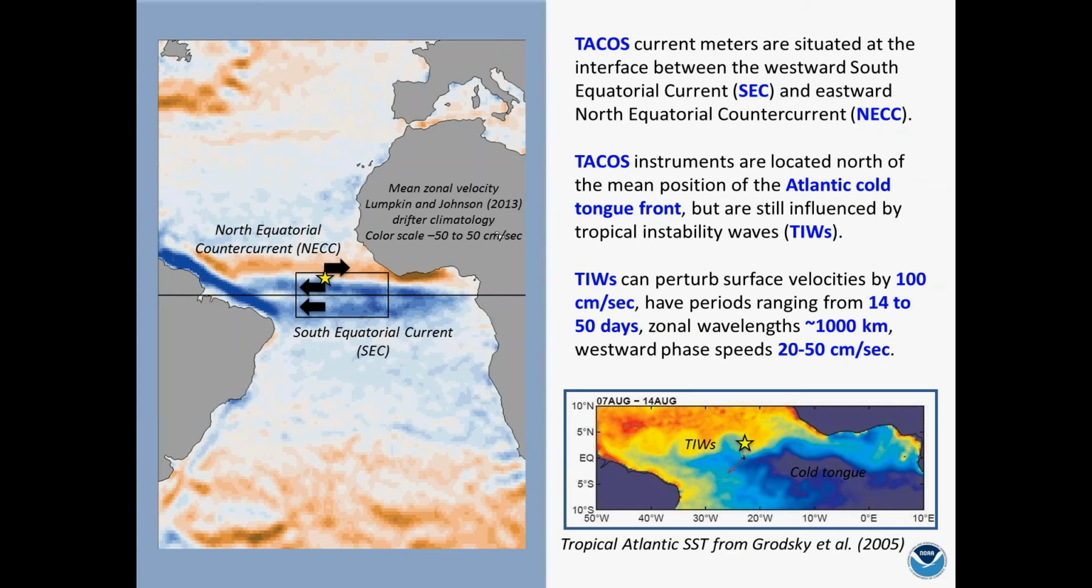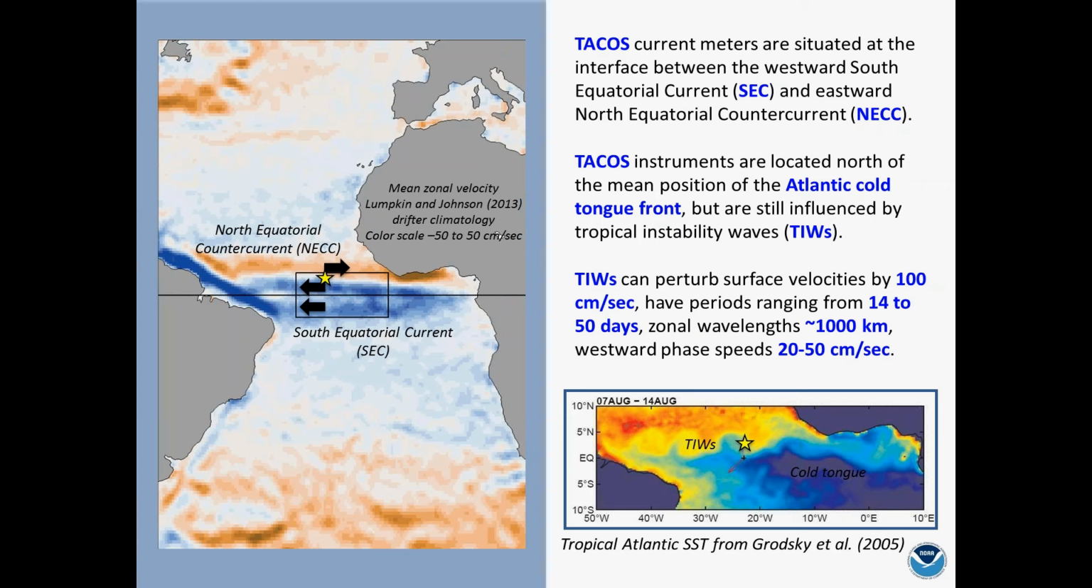The TACOS instruments are also located north of the mean position of the equatorial Atlantic cold tongue. So this, what we call the cold tongue, is this big blob of cold temperatures. It's the analog of what happens during a La Nina event in the Pacific. So when you have cold temperatures here, it's like a La Nina in the Pacific. It's like those conditions in the Atlantic.